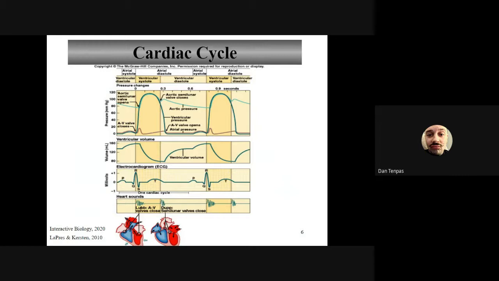The second sound then follows the T wave, and that's when those ventricles relax and the semilunar valves close, and that results in that dub sound. So you can see that dub sound right here coincides with the end of the T wave, which is when those ventricles really relax and the semilunar valve would close.